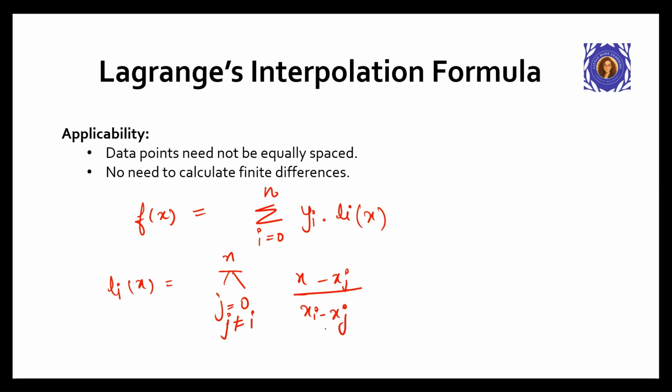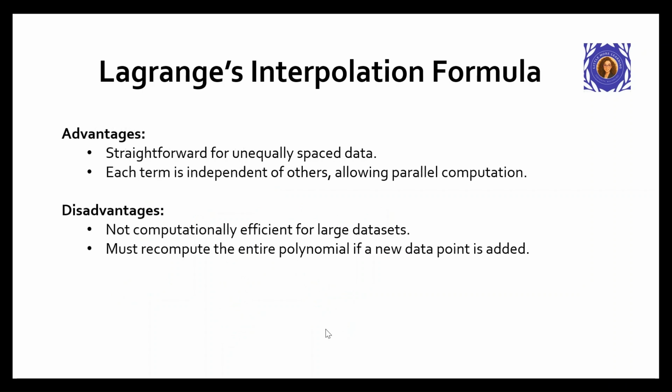Each li(x) is called the Lagrange basis polynomial. The advantages of this are that it is very straightforward for unequally spaced data and each term is independent of the other, allowing parallel computation. Disadvantages come into play when there is a large data set, as it is not computationally efficient for them, and it must recompute the entire polynomial if a new data point is added.